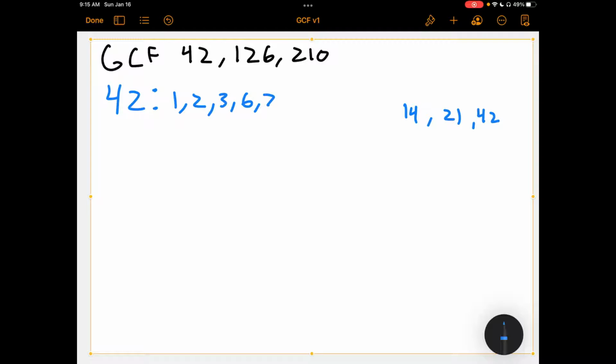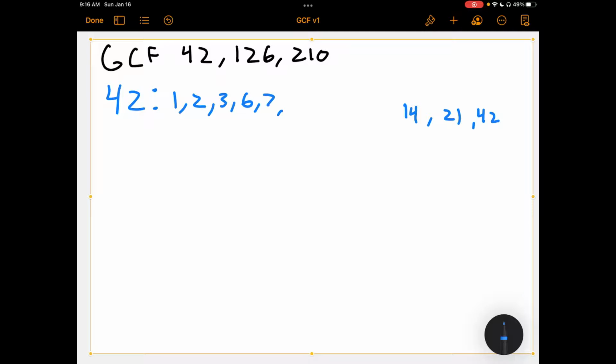And you keep going until you get to your smallest number on your right-hand side. And my smallest number so far is 14. And so if you keep going, you'll notice that any number between 7 and 14 is going to give you a decimal. So in this case, these are all the numbers that divide evenly into 42. So these are the factors of 42. Now we're going to do the same thing for 126. But before we start, the greatest common factor of 42, as you can see, is 42.